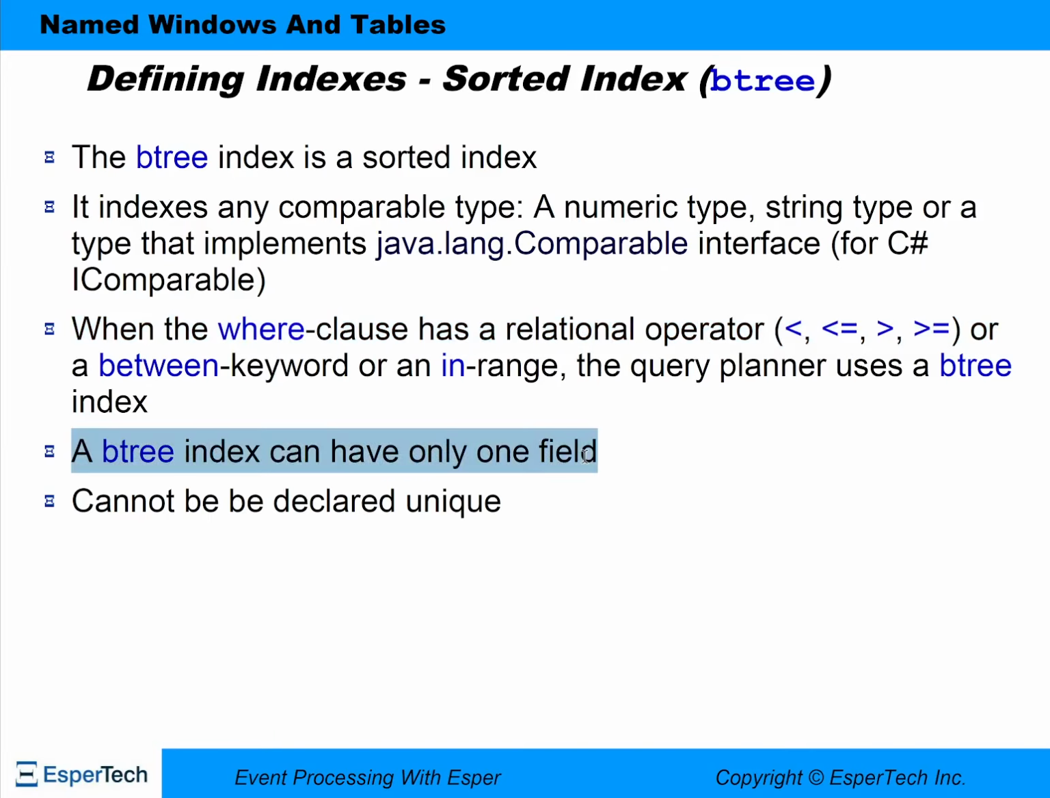A B-tree index can have only one field. A B-tree index cannot be declared unique.